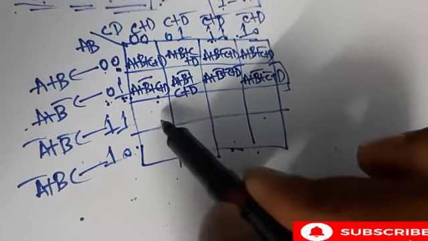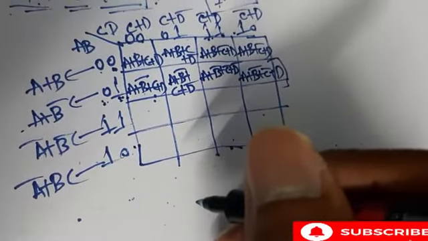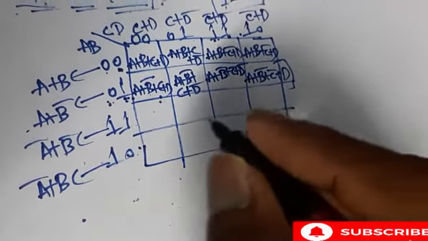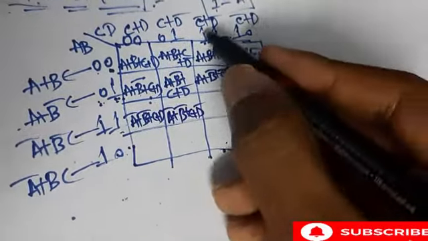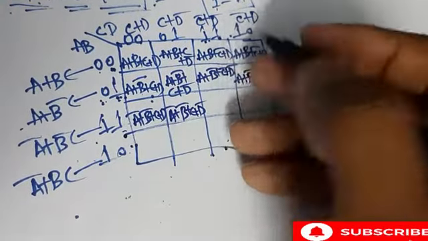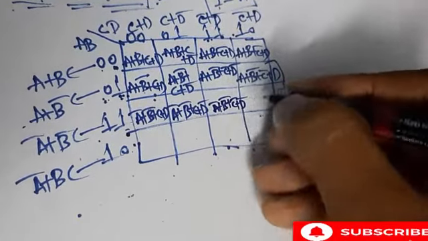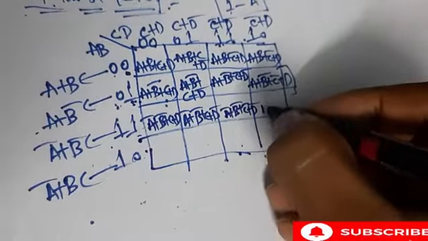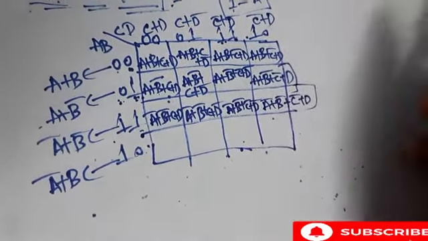In this, you will do the homework. I will directly write the answers in these boxes. 1 1 0 0, that means A bar plus B bar plus C plus D. Next, 1 1 0 1, A bar plus B bar plus C plus D bar. Next, 1 1 1 1, that means A bar plus B bar plus C bar plus D bar. Next, 1 1 1 0, A bar plus B bar plus C bar plus D.